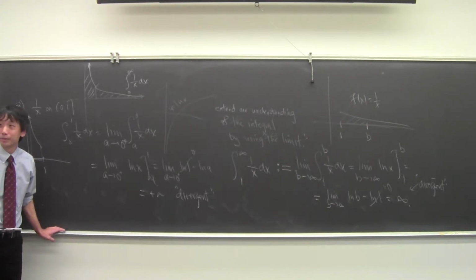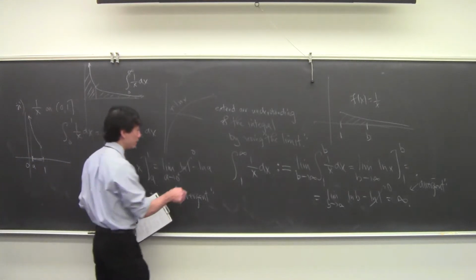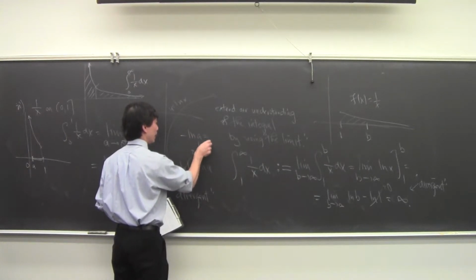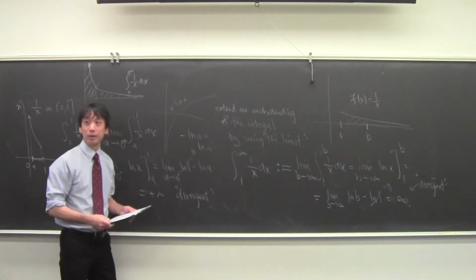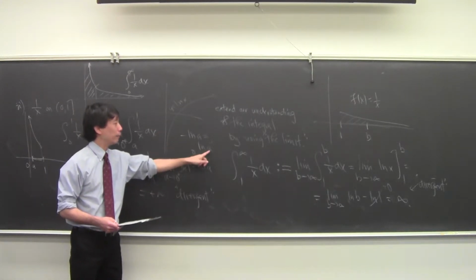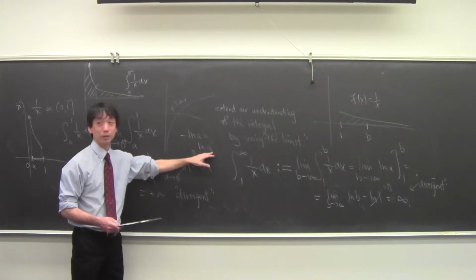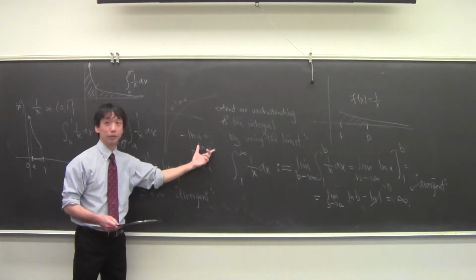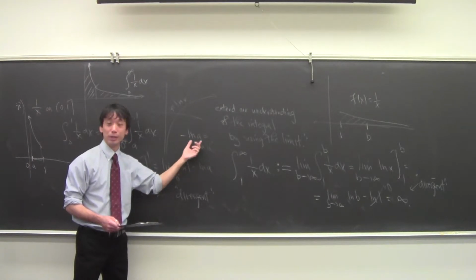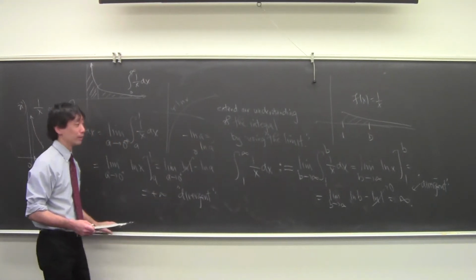Yes? Would it be the same as having the natural log of 1 over a? Sure, we could rewrite this. Negative natural log of a is the same thing as natural log of a to the negative 1. So as a goes to 0 from the right-hand side, 1 over a goes to infinity. So we get the natural log of infinity. Yeah, that's fine.